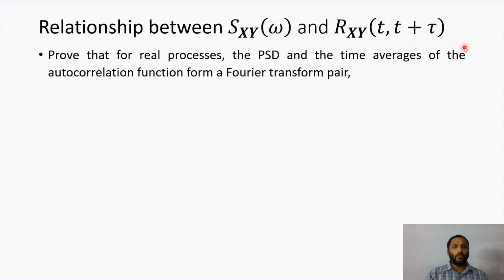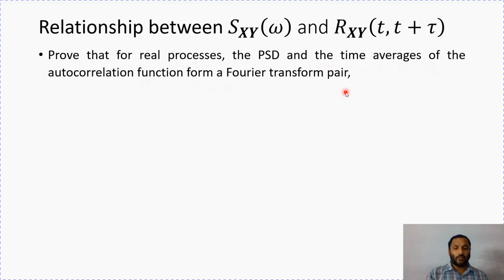Okay, now following is the statement of the problem. Prove that for real processes, unless we are told otherwise, we assume that the capital X and capital Y are always real processes. That means the sample functions of each of these processes take only real values. They do not take complex number values. Okay, that is the problem. Now, we want to prove that the PSD and the time averages of the cross correlation function form a Fourier transform pair.